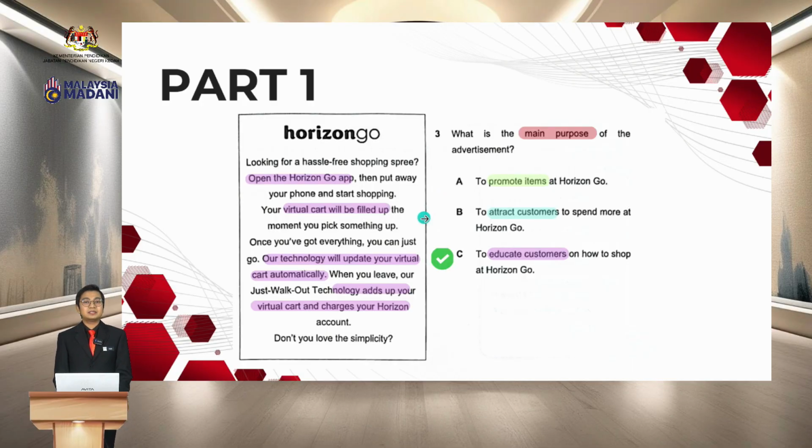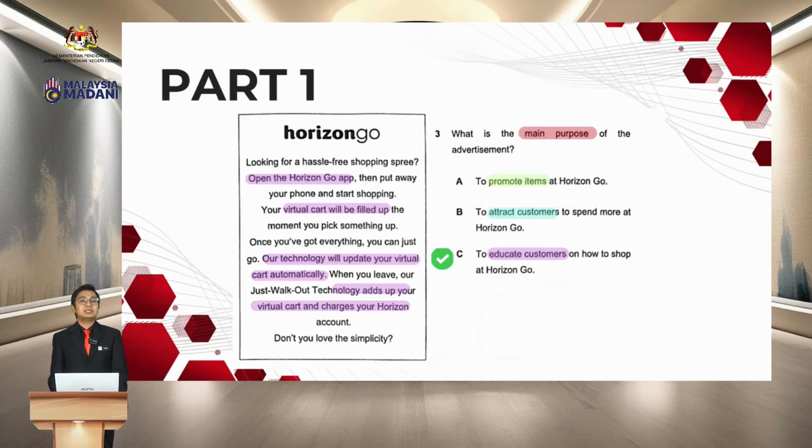If we look at the second answer choice, to attract customers to spend more at Horizon Go, there is no evidence in the text that shows they want to attract customers to spend more at Horizon Go. However, in the text, there are a lot of examples or evidence that the main purpose is to educate customers on how to shop at Horizon Go.